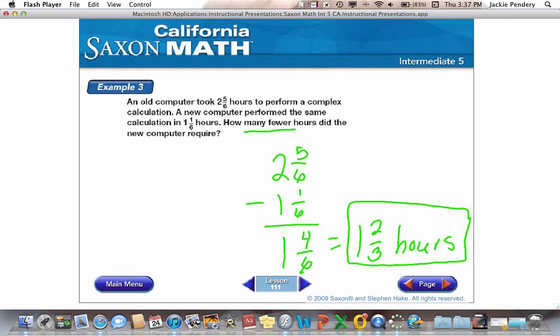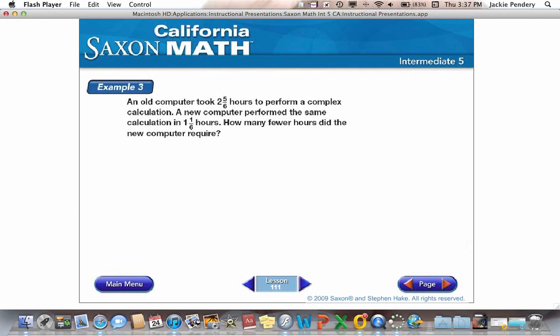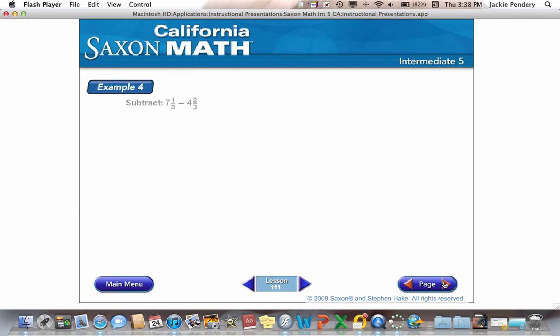Okay, make sure you subtract the fractions and you only subtract the numerator. The denominator stays the same, just like in addition. Okay, and our last example for today, 7 1/3 minus 4 2/3. You need to write these vertically. 7 1/3 minus 4 2/3.